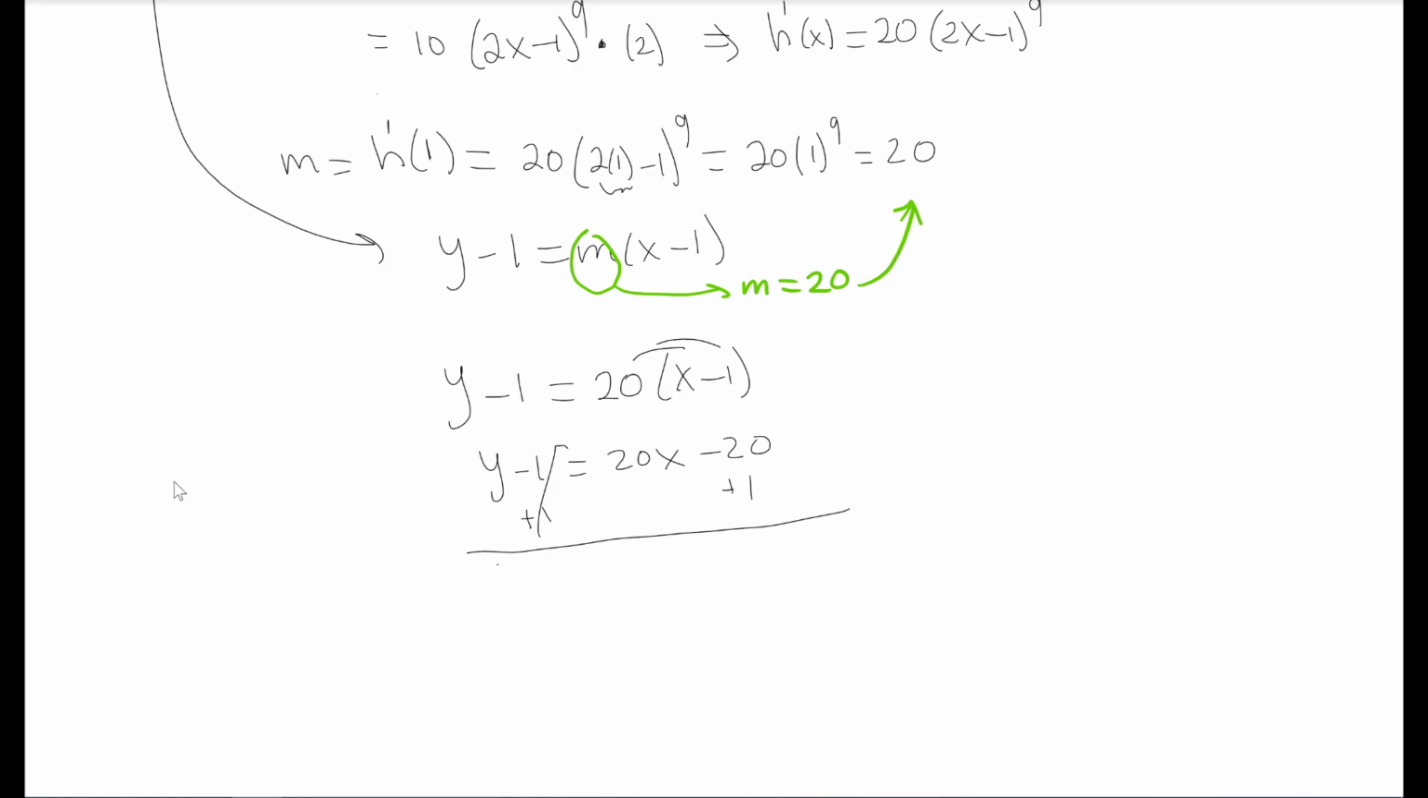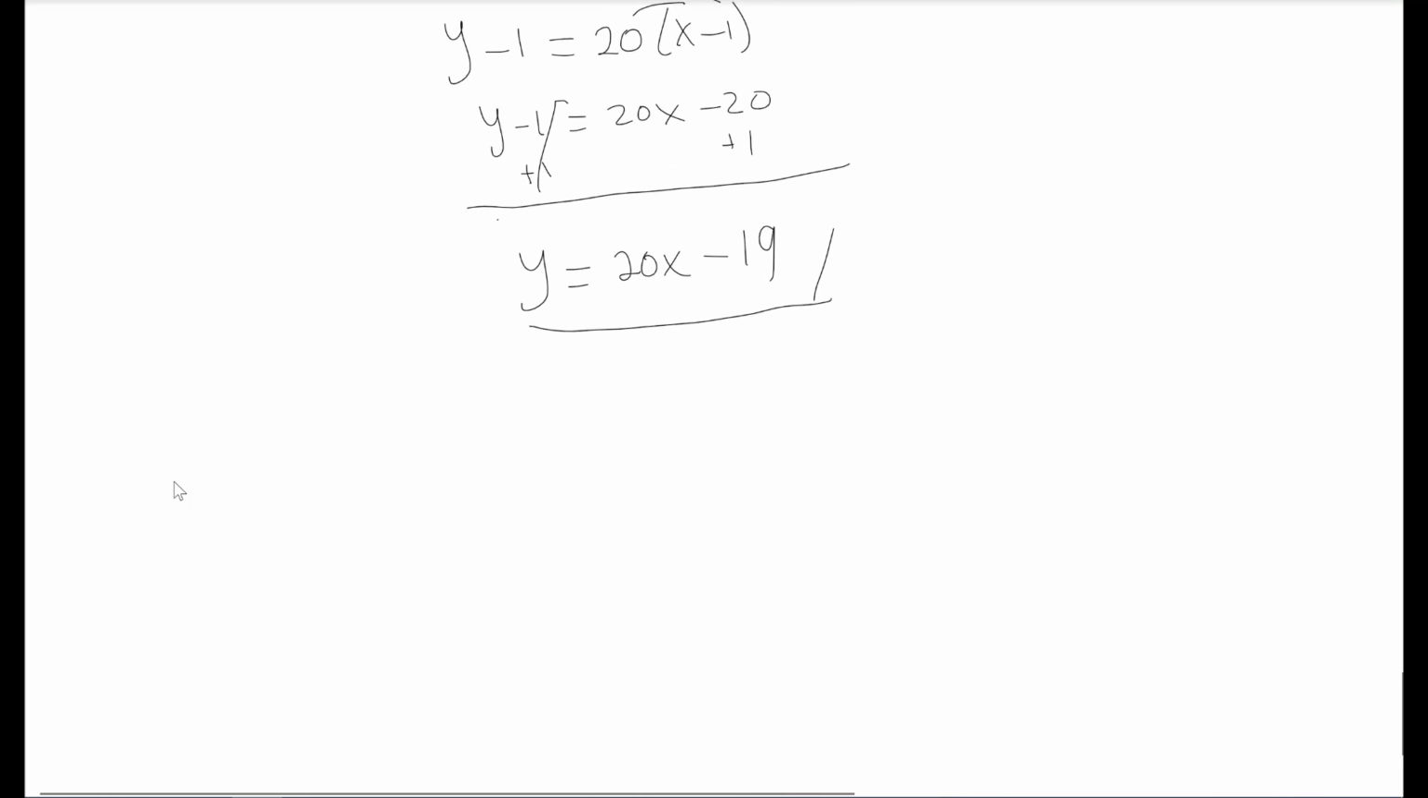So the equation of the tangent line is y equals 20x minus 19. So that's how you find the equation of a tangent line. So the chain rule is how it works when you have a composition of functions. Now there will be times where you may need to use the product rule combined with the chain rule.